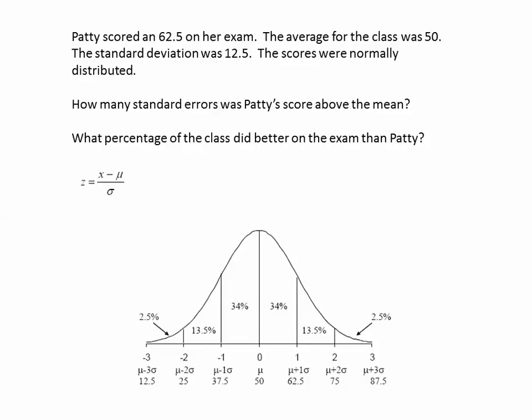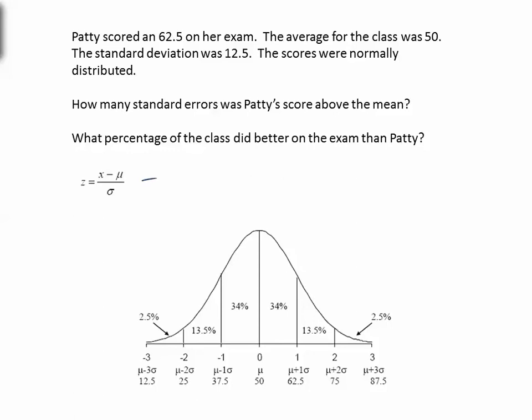So let's look at an example. Let's say that Patty scored 62.5 on her exam. The average for the class was 50. And the standard deviation was 12.5. The scores were normally distributed. First question we want to ask is how many standard errors, or z-scores, was Patty's score above the mean?